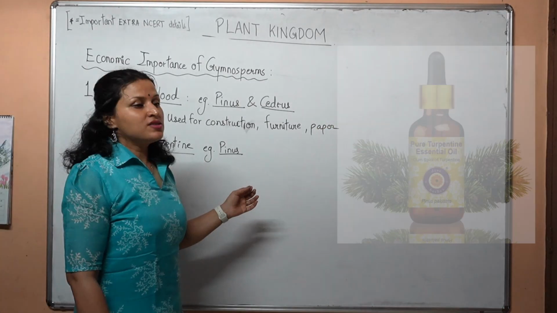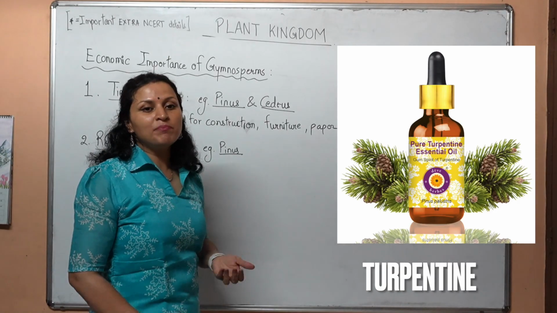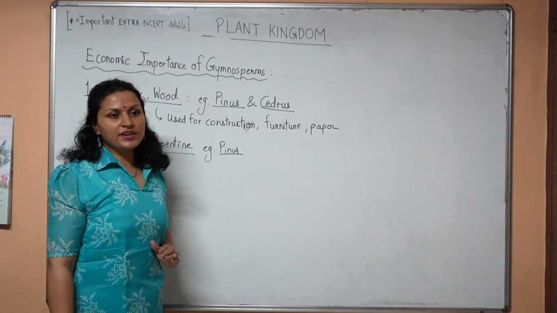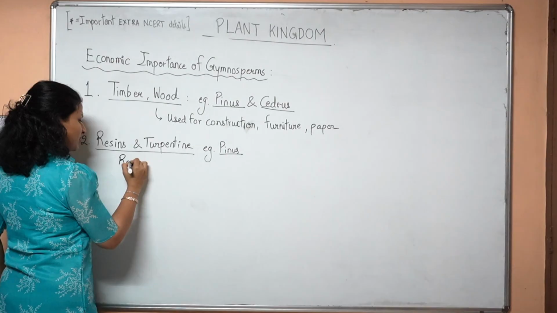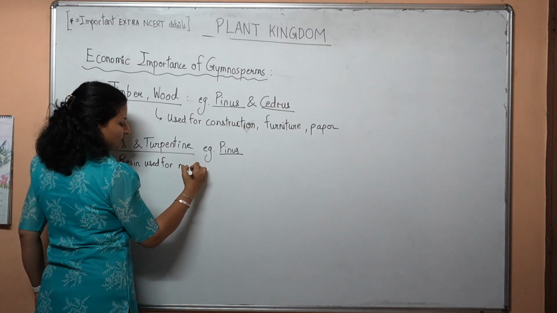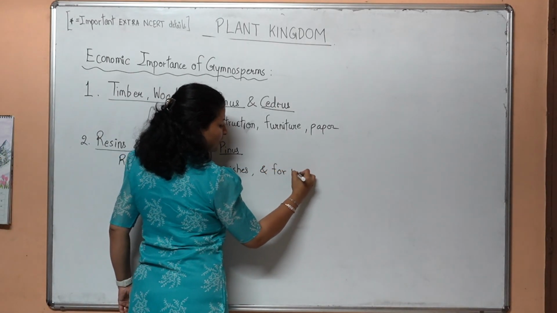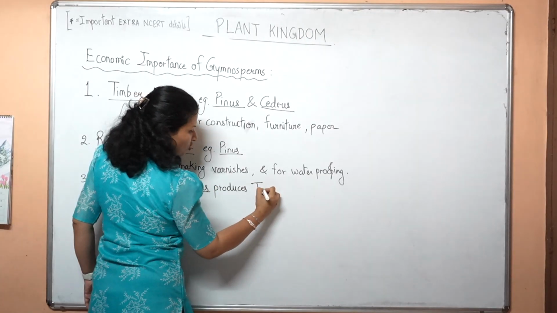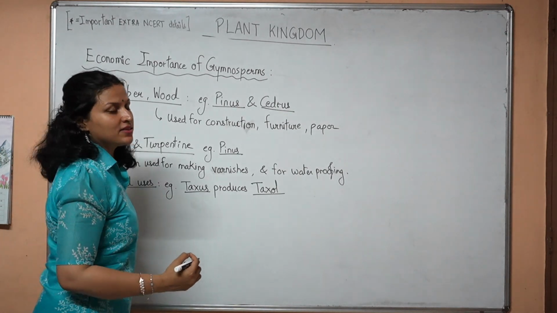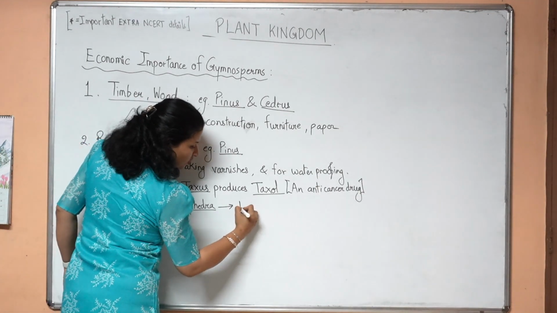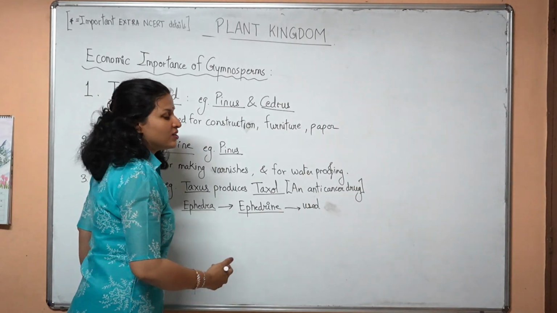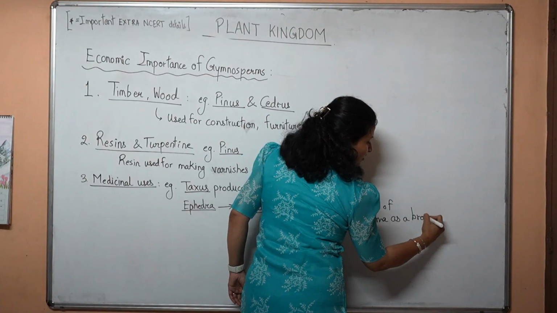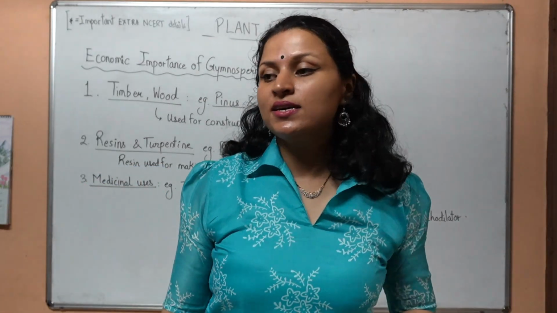What is turpentine? It's a very popular solvent. It is used for thinning paints, like a thinner. The resin by itself is also used for waterproofing and for making varnishes, etc. There are medicinal uses also. The Gymnosperm Taxus produces Taxol, which is a very popular anti-cancer drug. From Ephedra is obtained a medicine called ephedrine. This medicine ephedrine is used for treatment of asthma as a bronchodilator. It dilates the bronchi and makes breathing easier.